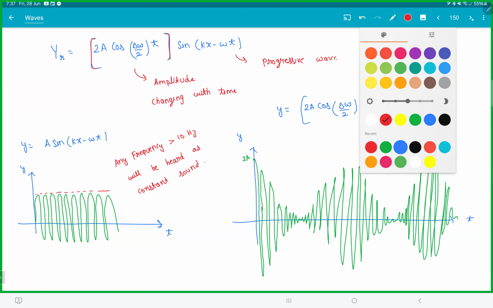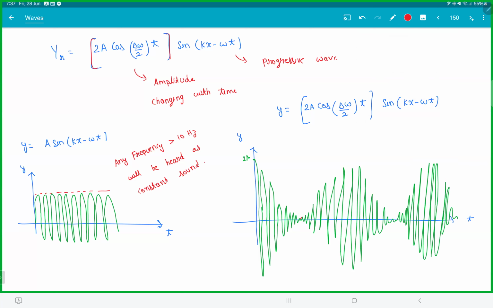So if I try to play this sound, what will we hear? It will go up and come down, go up and come down. So what you're hearing is the envelope, basically. You're not hearing each and every wave. What you're hearing is the envelope. The difference from minimum to maximum to minimum is called one beat. This kind of wave is called a waveform of a beat frequency.